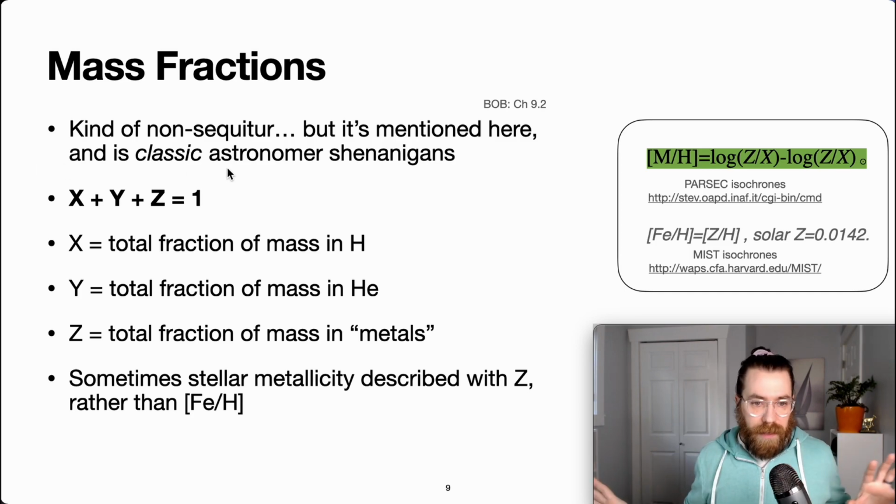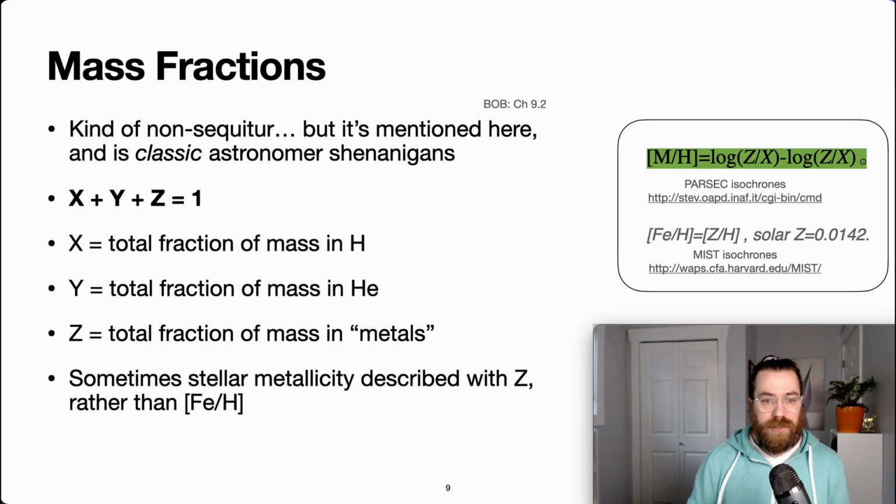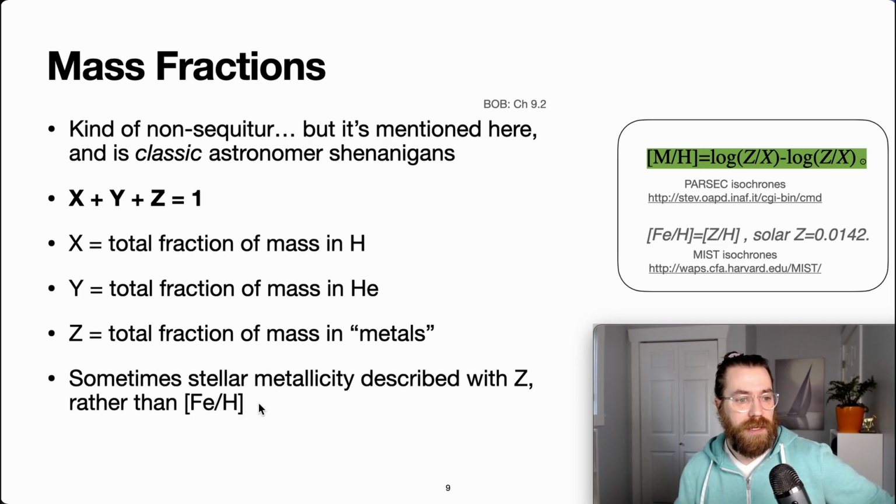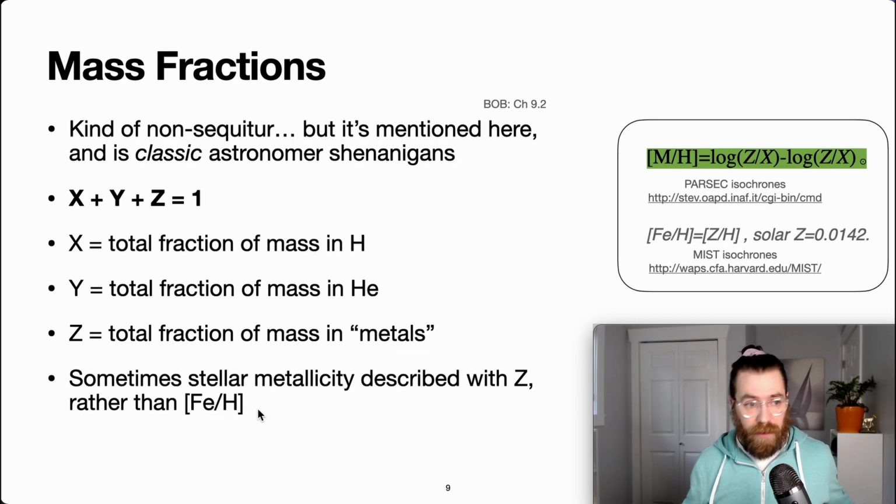It is like classic astronomer nonsense. We've already spent so much time talking about Fe over H as this difference of the metal content as a function of hydrogen in logarithmic units relative to the sun, right? There was this sort of convoluted definition of bracket Fe over H. So here is yet another way, and then we also had M over H, which is sometimes the metallicity. Yet another way of describing the metallicity, which is called Z, with this great formula that even I can remember, which is X plus Y plus Z is 1.